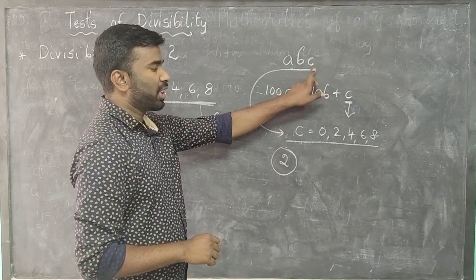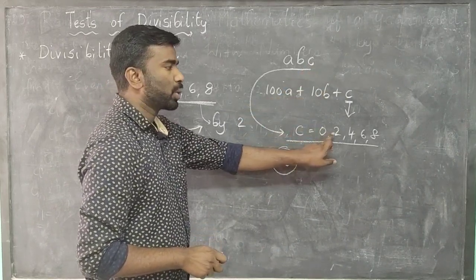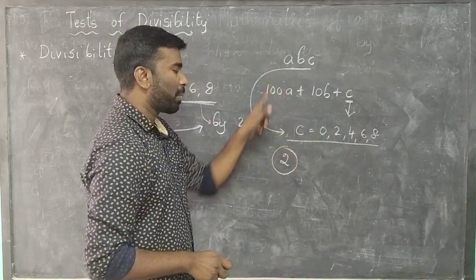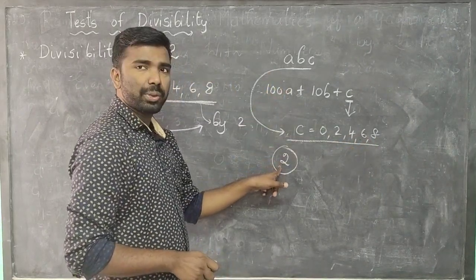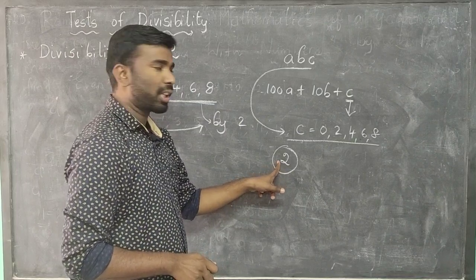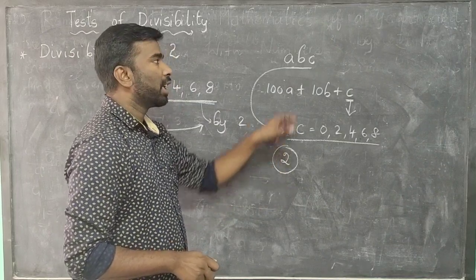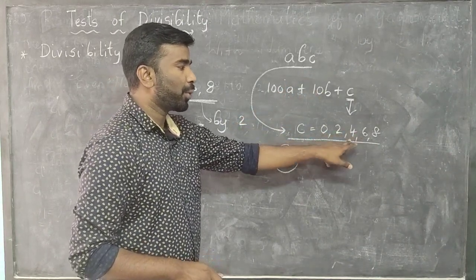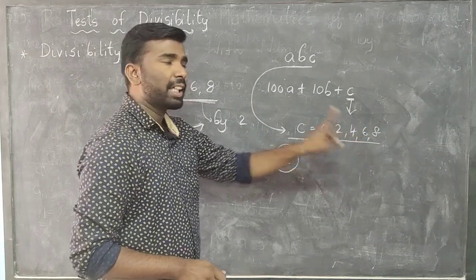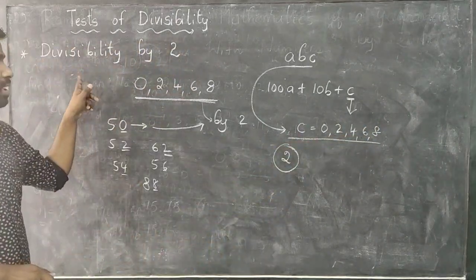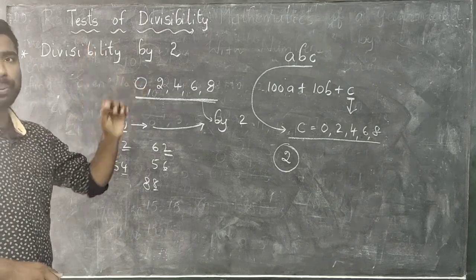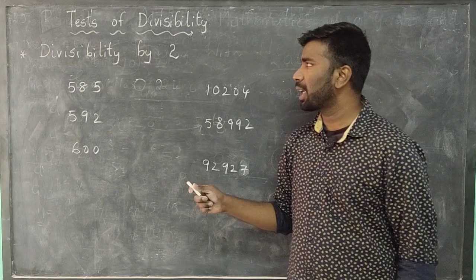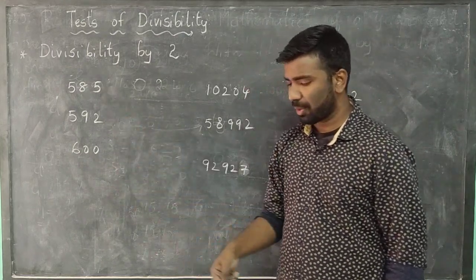In the unit digit, if you find 0, 2, 4, 6 or 8, that means the number is completely divisible by 2. The important condition for divisibility by 2 is that the unit digit should be 0, 2, 4, 6 or 8, then we can say that number is completely divisible by 2. Students, now we'll check the divisibility by 2 for these given numbers.